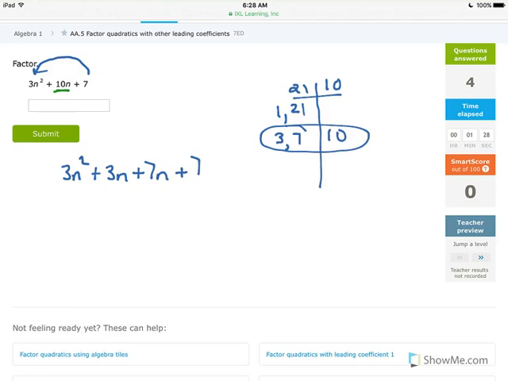Don't worry about what order you put those middle terms in the expression. Either order is going to eventually work. So you don't have to worry about whether it's 3n plus 7n or 7n plus 3n. Either one's going to work.